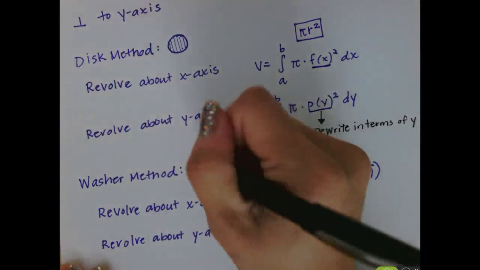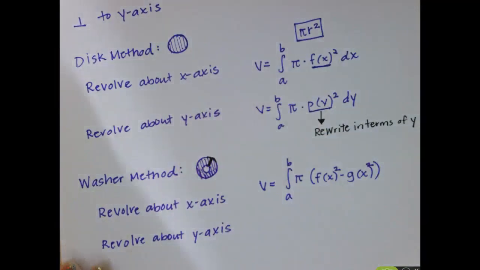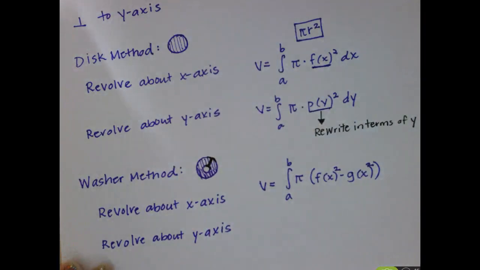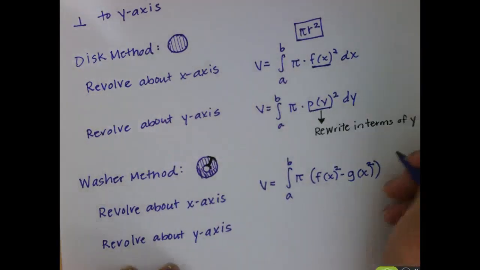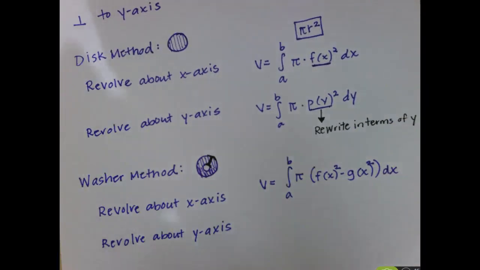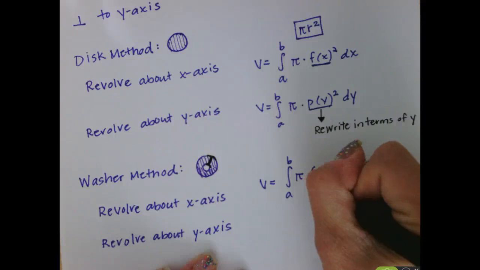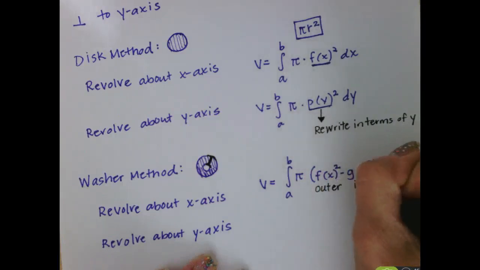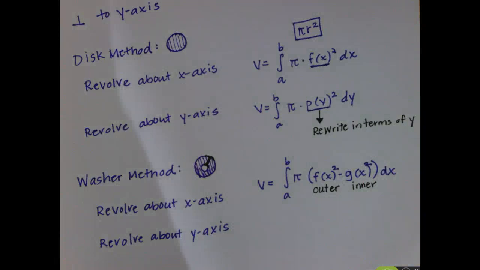Okay? So your outer function here might be f, your inner function here might be g, and if you subtract them, you're going to get your radius. So we've got this formula, and of course we need to show that it's with respect to x. It's important to note here that the f will always be the larger radius or the outer radius, whereas the g will always be the inner radius.